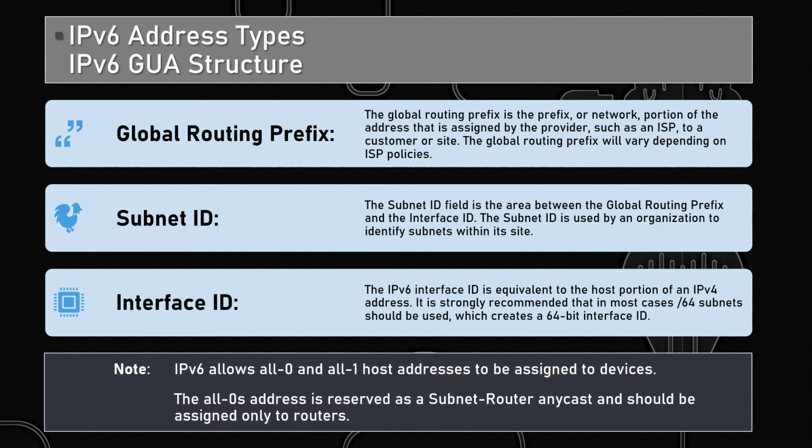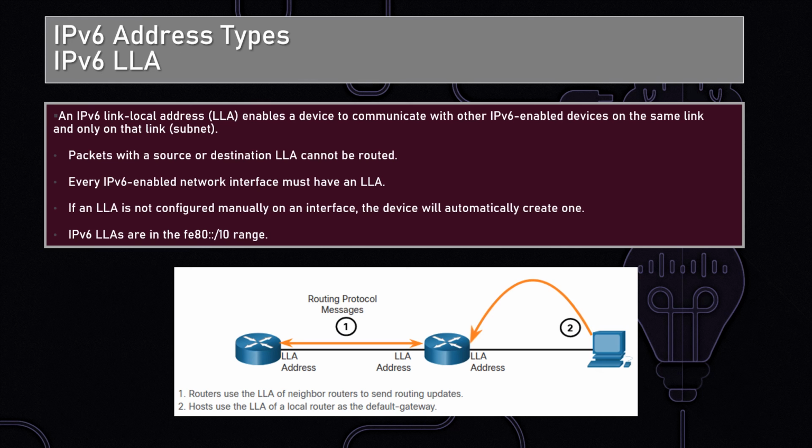Now IPv6 does allow all 0 and all 1 host addresses to be assigned to devices, so network IDs as well as what we would consider to be broadcast IDs can be assigned. The all zeros address is reserved as a subnet router anycast and should only be assigned to routers. It can be done for other devices, but it should not be. Again, some of this is just standard practice that you're going to have to get comfortable with over time. So practice, of course, makes perfect.